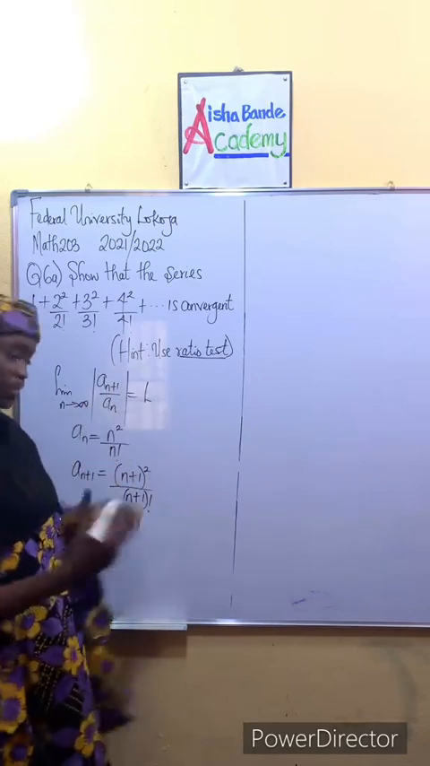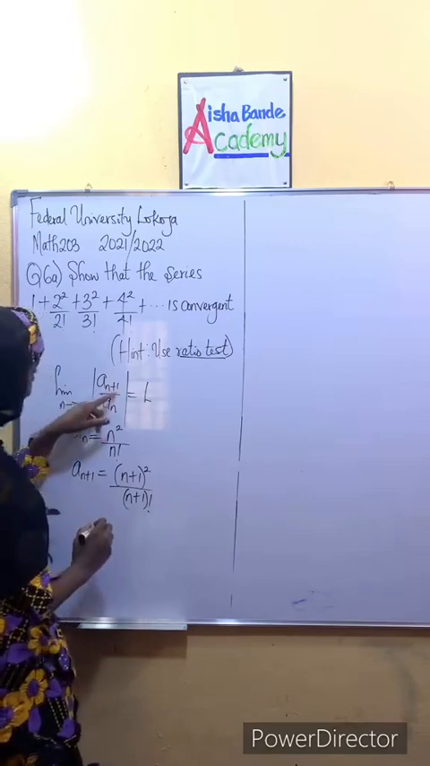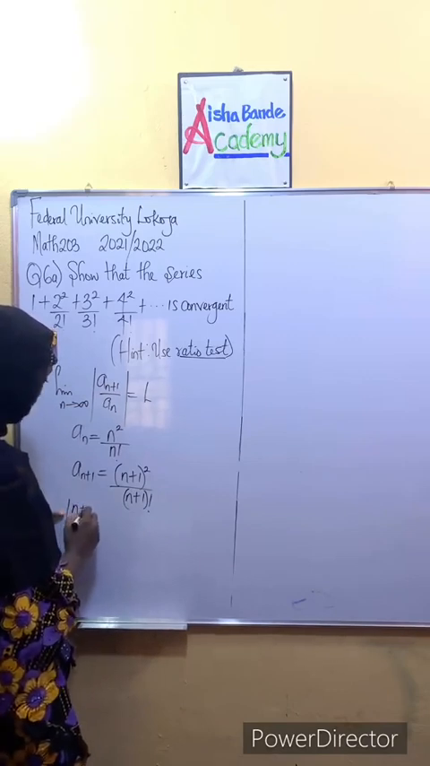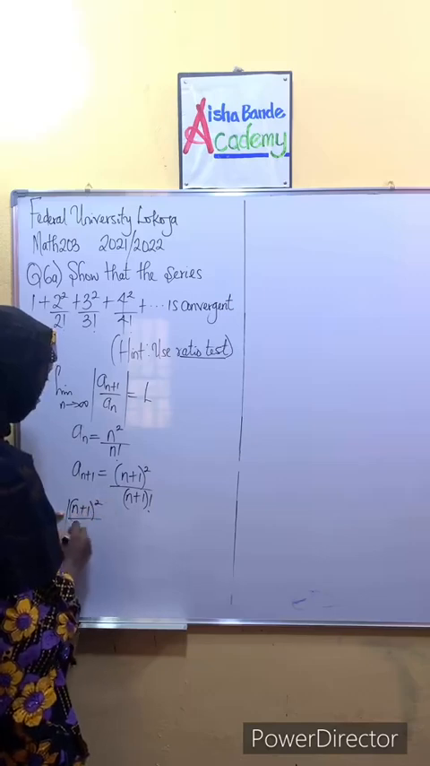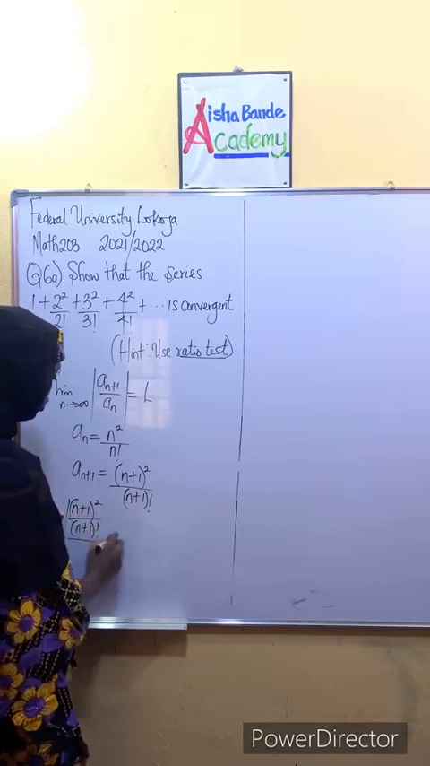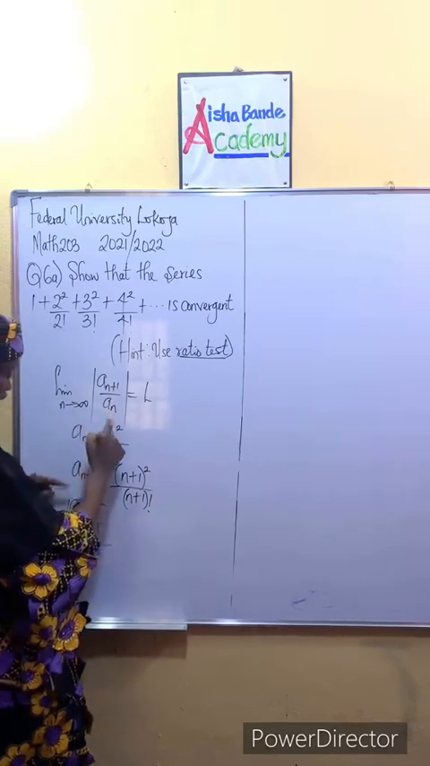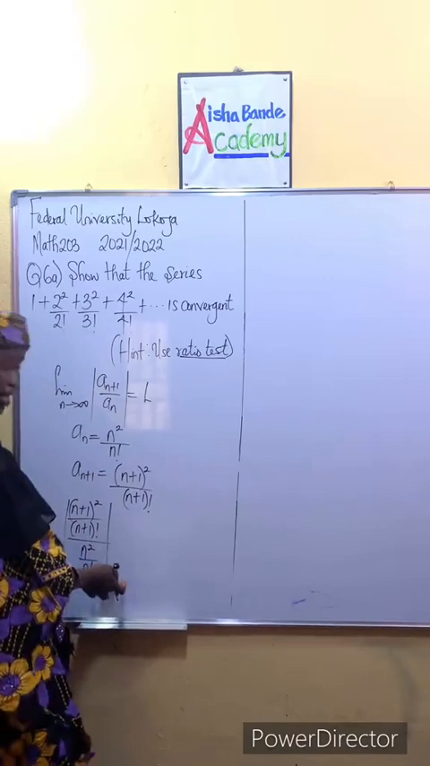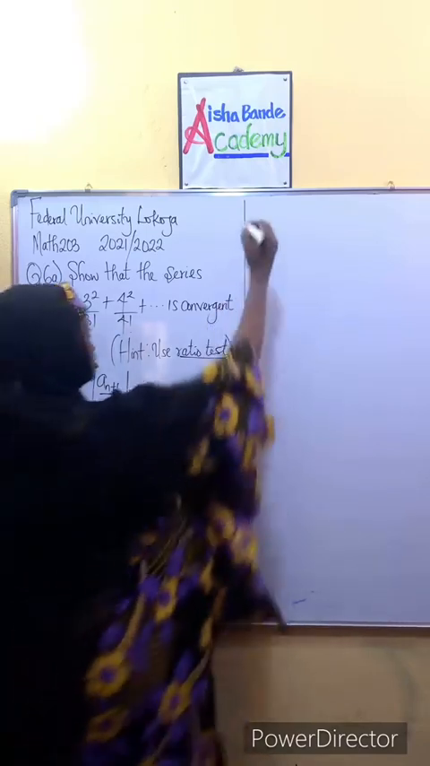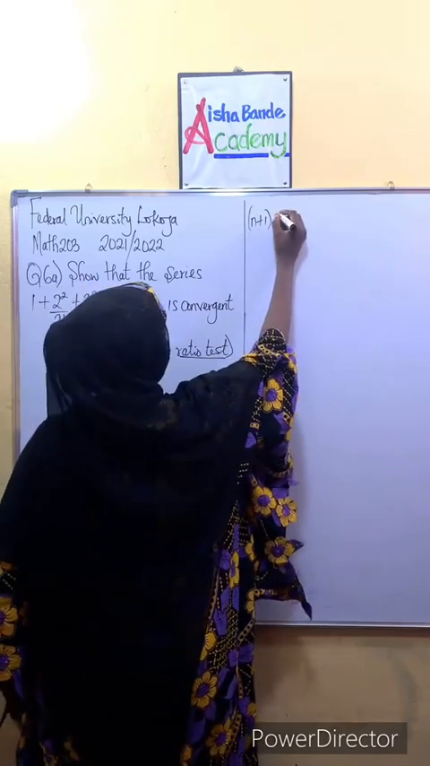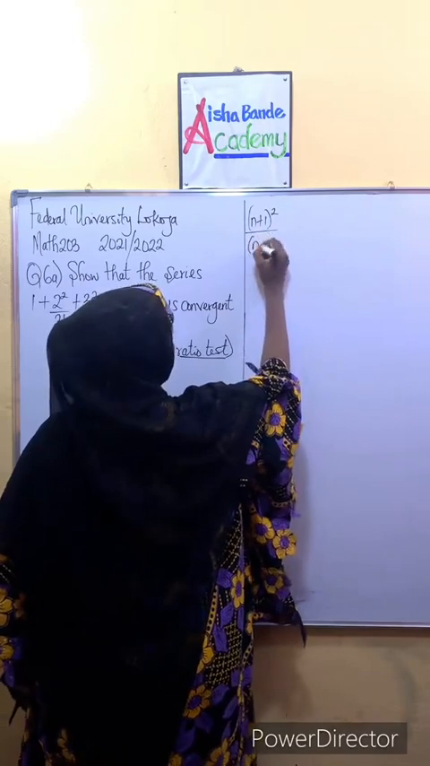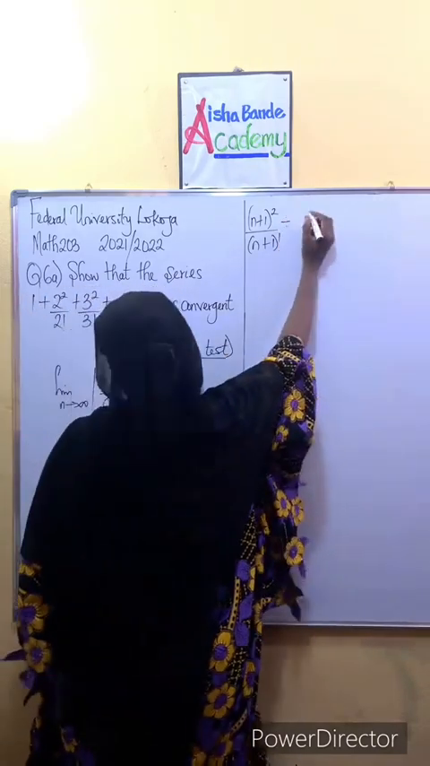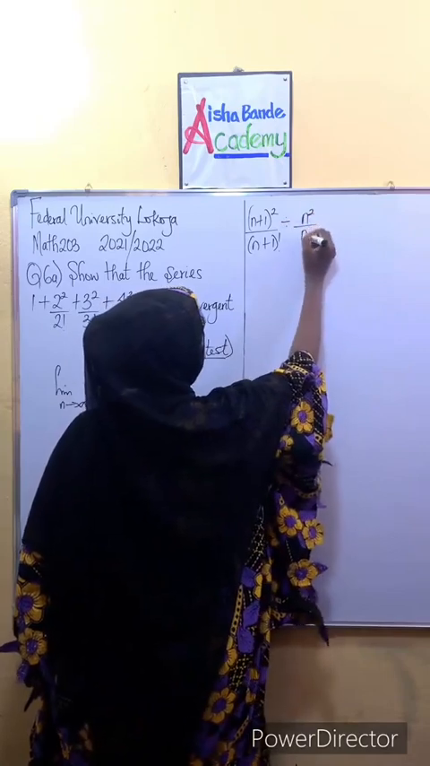Now we substitute in the values and simplify further. So a subscript n plus 1 over a subscript n is represented as the absolute value of n plus 1 squared all over n plus 1 factorial, all divided by the value for a subscript n, which is n squared over n factorial. From this point, let's simplify. This is the same as saying n plus 1 whole squared over n plus 1 factorial, and the line we have here is a division line, so this is divided by n squared over n factorial.